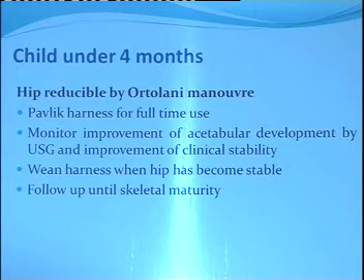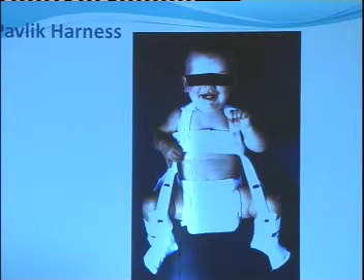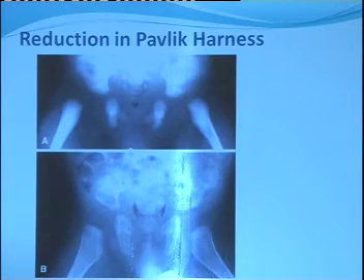If the child is under 4 months and the hip is reducible by the Ortolani maneuver, this is one case scenario, one should use Pavlik harness full time, monitor improvement of acetabular development by regular USG examination, and once reduction and stability of the hip has been achieved, wean the harness and follow up till skeletal maturity. This is one example of reduction in Pavlik harness.